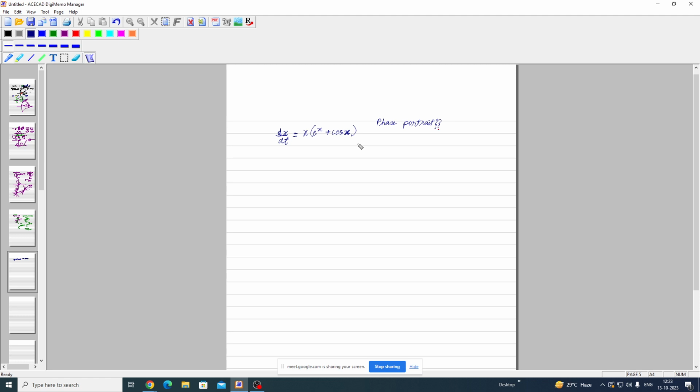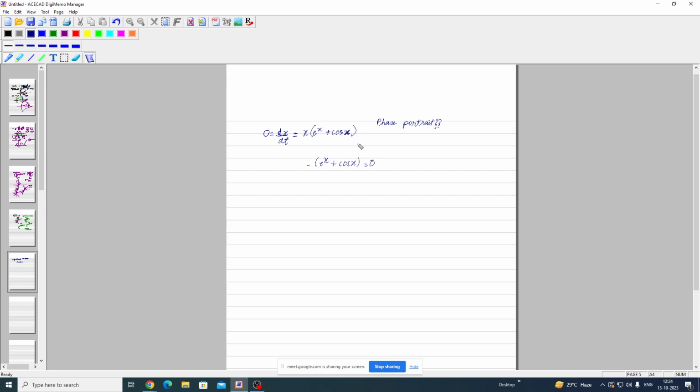This is the whole idea. Okay, so to find the fixed points, we need to find all the points where dx by dt becomes equal to 0. So this should remind you of our very basic high school 11th, 12th mathematics, where you have a function and you have to find out for what value of x this function is equal to 0. So right, we have x(e^x + cos x) equal to 0.